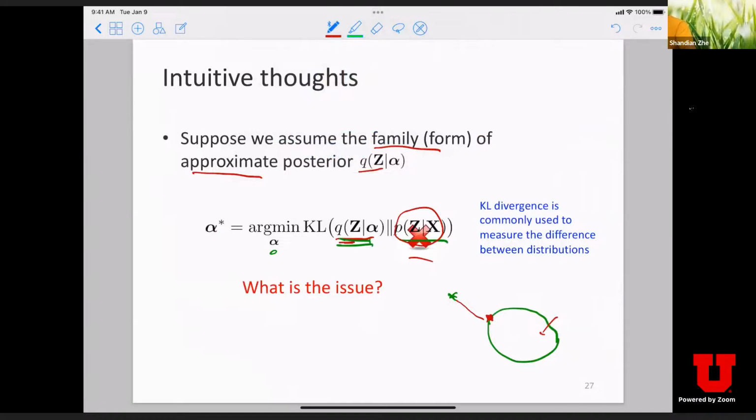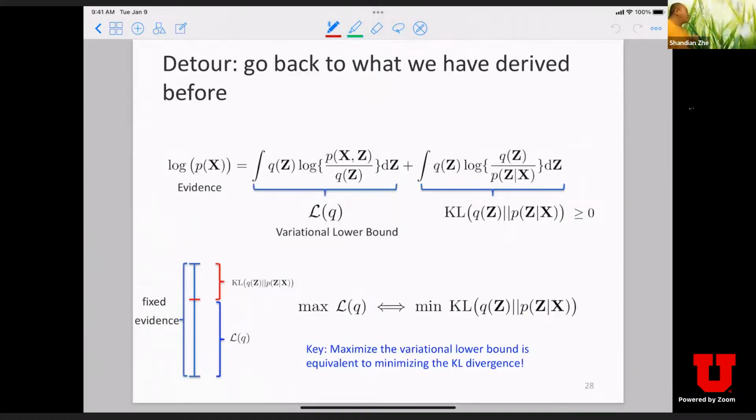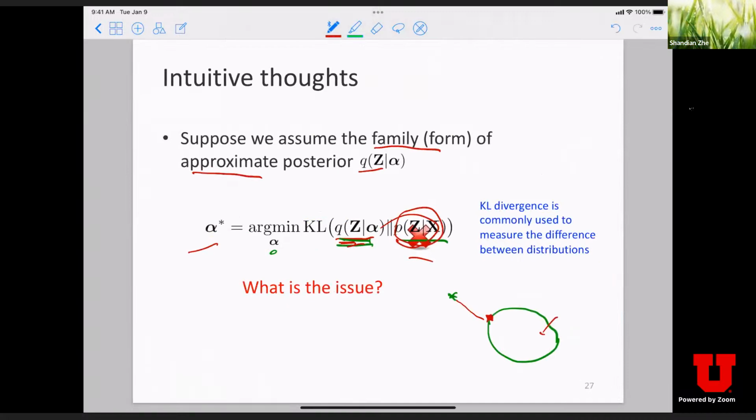Because I don't know the exact posterior distribution, that's why I'm seeking an approximation. But if you want to measure the closeness between my approximation and the true posterior, I need to first know the exact posterior distribution. That doesn't make any sense in practice. So of course, in practice, we won't be able to directly minimize this KL divergence. So we want a procedure to implicitly minimize this KL divergence without access to the true posterior. How can we do that?